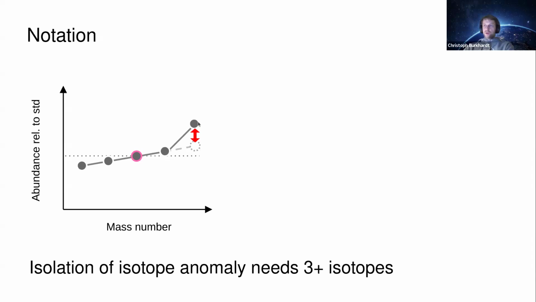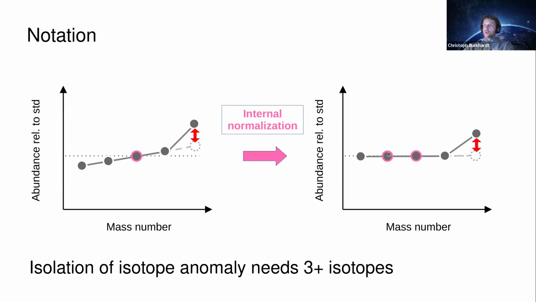And because we are only interested in this isotope anomaly, we usually correct for any mass-dependent fractionation. We do this by an internal normalization. That means we just take another isotope and say, whatever this offset is from our standard, we reduce it to 0. By doing this mass fractionation correction, we internally normalize everything so that only the isotope anomaly stands out. And this is what we're interested in.